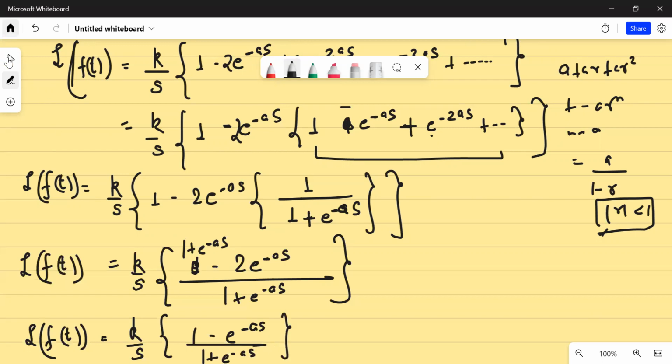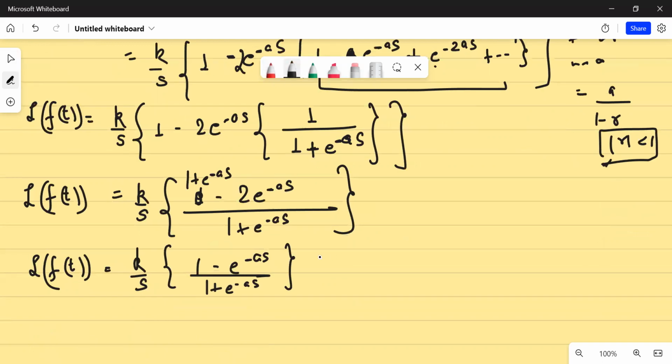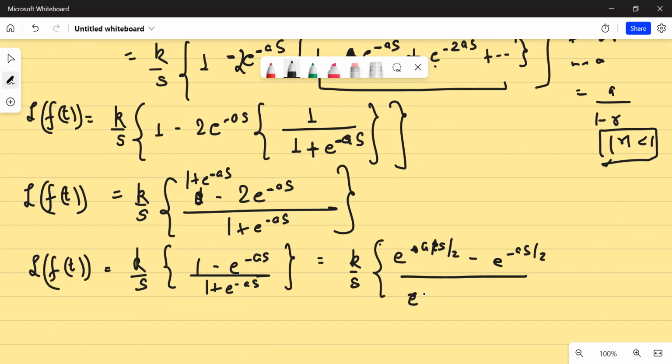Is that fine? And if you want to solve it further, because the answer in the book is not expressed in this form, you can take e to the power minus as by 2 common out. So this will be e to the power plus as by 2 minus e to the power minus as upon 2, divided by e to the power of minus as upon 2 plus e to the power of minus as. And eventually you can write this as sine hyperbolic upon cos hyperbolic. This is tan hyperbolic. So k by s tan hyperbolic as.